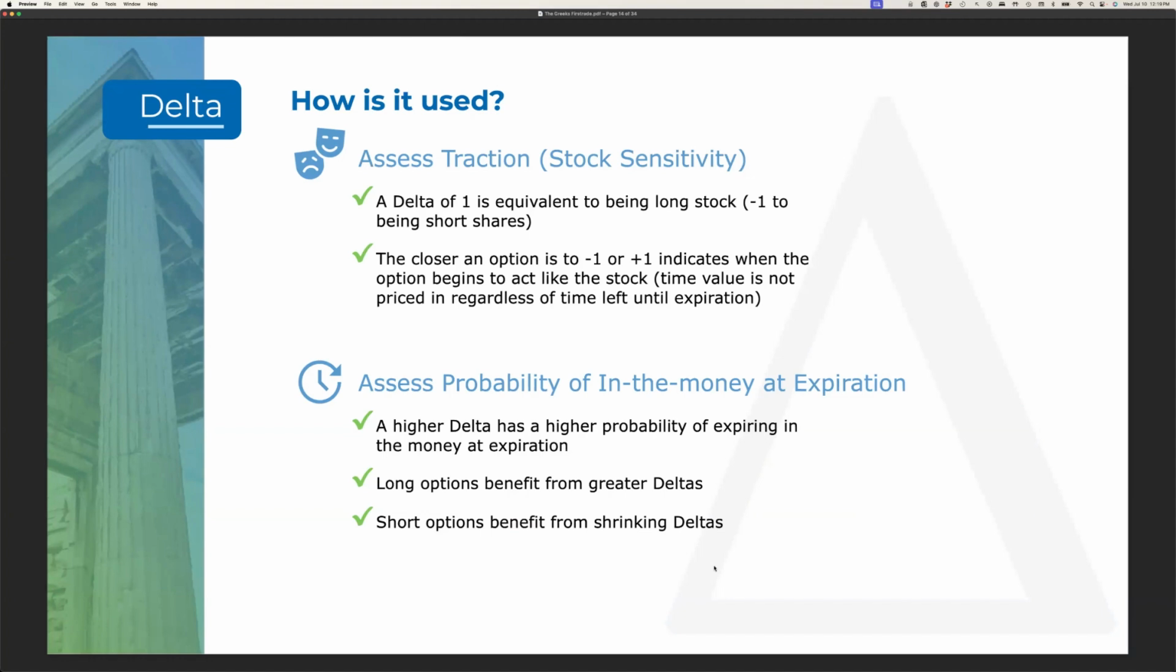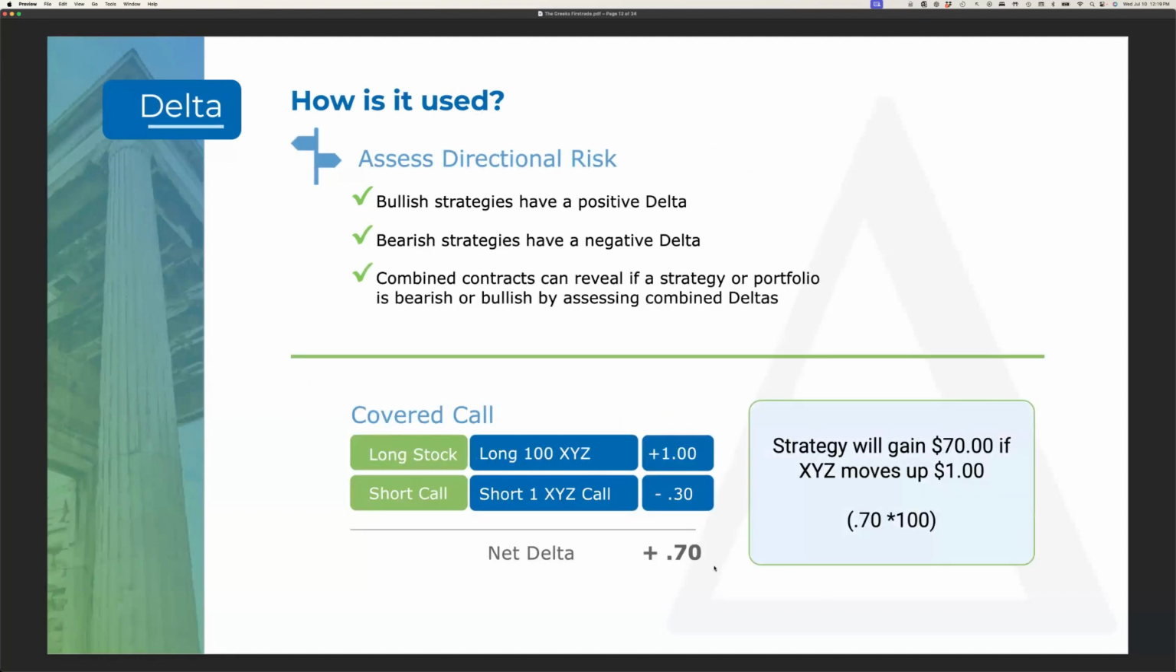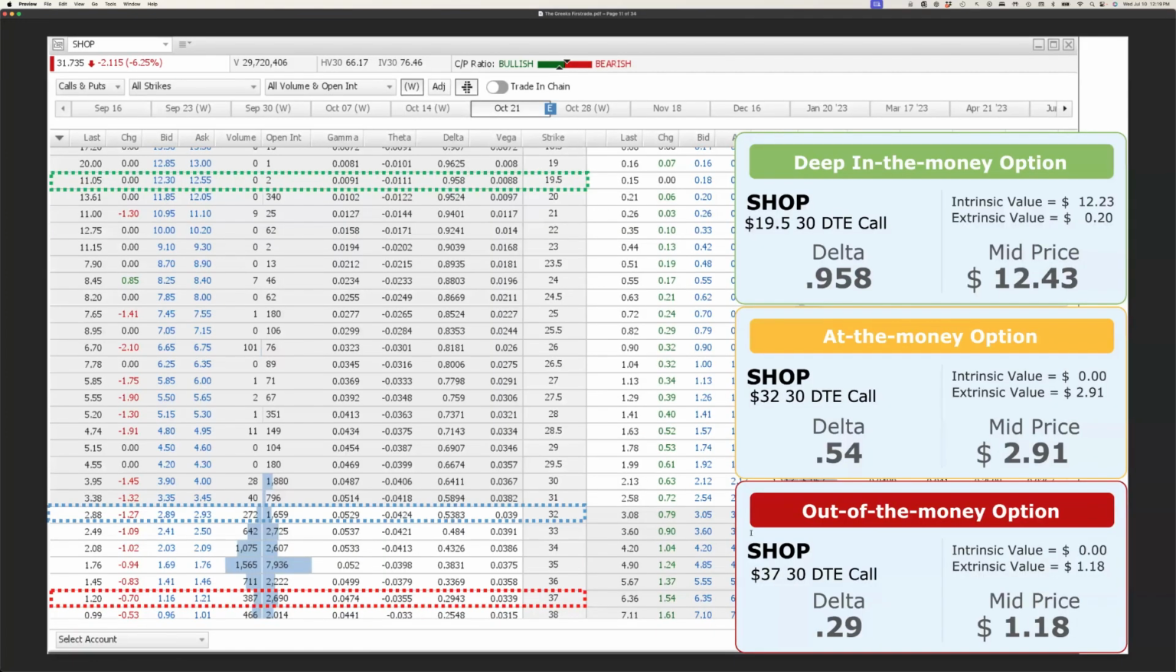And then lastly, the other thing that you can do with deltas, aside from assessing how much exposure you have to the underlying security, is assessing the probability of being in the money at expiration. So let me go back to the options chains to show you this. When we think about deltas, delta not only tells us the sensitivity of the option to the underlying security, but it also gives us an approximation of the probability that the stock will be above the strike price at expiration. So what do I mean by that?